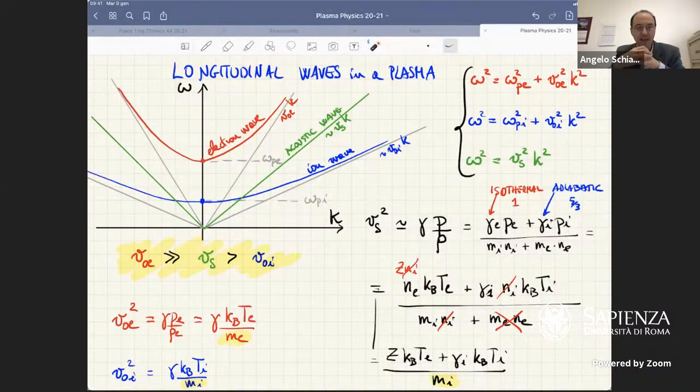Let's take a break and reconvene here in 10 minutes time at 9:15 for a final remark on this plot, and then we start with electromagnetic waves.